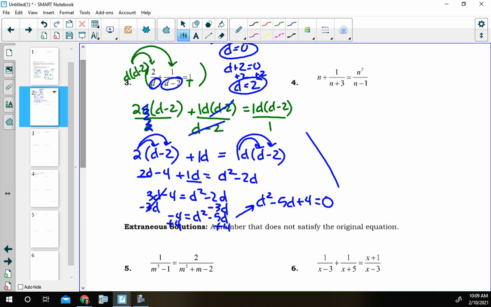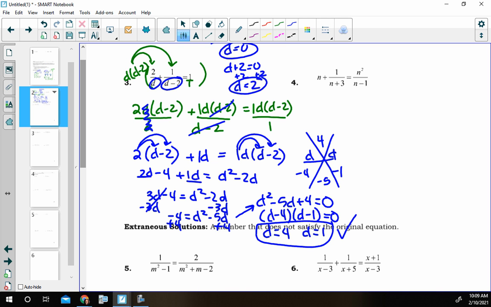Now I'm going to factor: a times c in the top, b in the bottom, front guy. So multiplies to 4, adds to negative 5: negative 4, negative 1. So d minus 4, d minus 1. So now when you solve them to get their values, this I would have to add 4, this I'd have to add 1. Now I'm going to look up there and double check to make sure my restrictions are okay, and they are. So I'm going to put a check mark by it to show that I checked to make sure that my restriction was not one of those numbers.